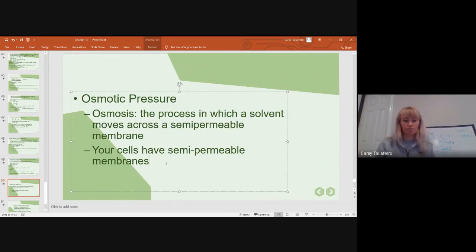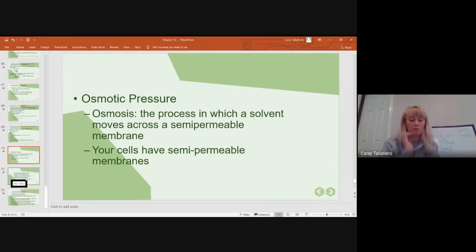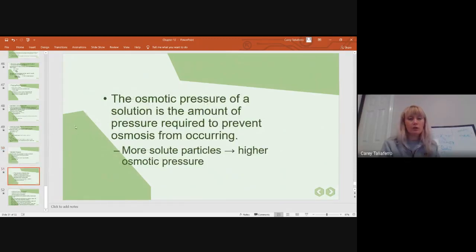Water's job is basically to dilute until both sides of the membrane are relatively equal in their concentrations. So eating salty meals will affect how much water goes across that semi-permeable membrane, temporarily anyway. So when we deal with osmosis, there's a pressure involved. The osmotic pressure of a solution is the amount of pressure required to prevent osmosis from occurring.